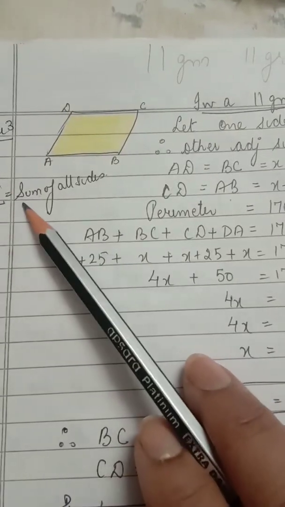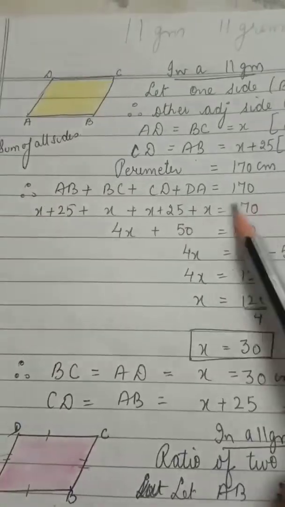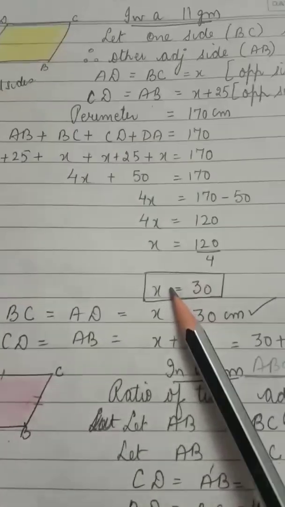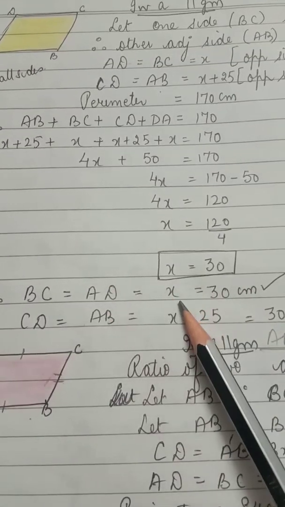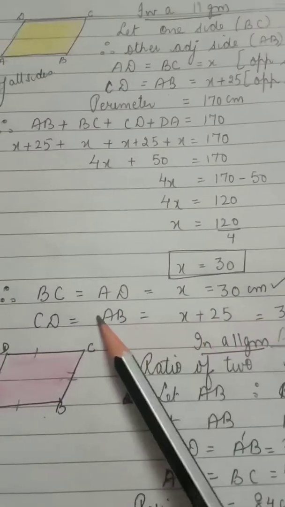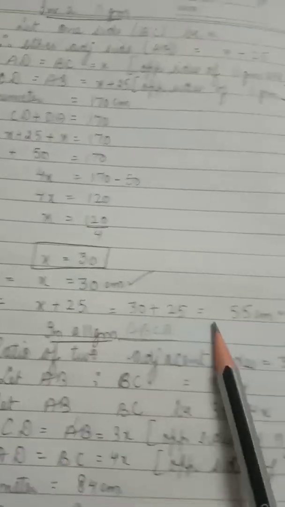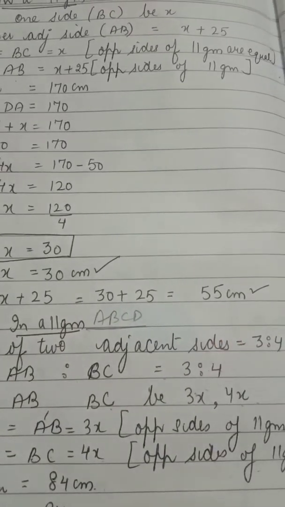Perimeter is given as 170 centimeter, and we all know that perimeter is sum of all the sides. Adding all the sides, you get 170. Putting the values, after solving, the value of x is 30. So two sides which are x are equal to 30 and 30. The other two sides x plus 25 equal to 55 and 55.